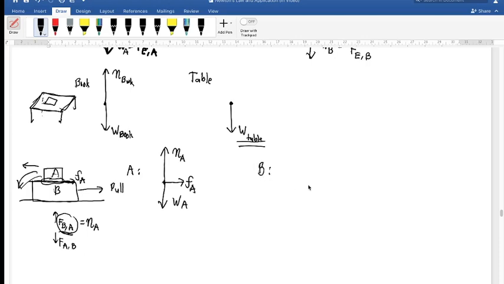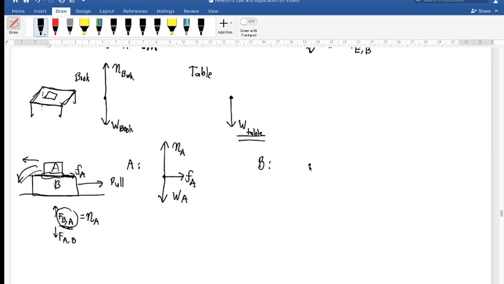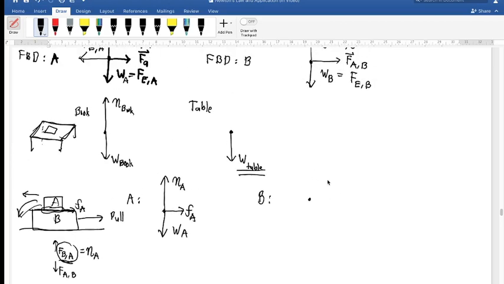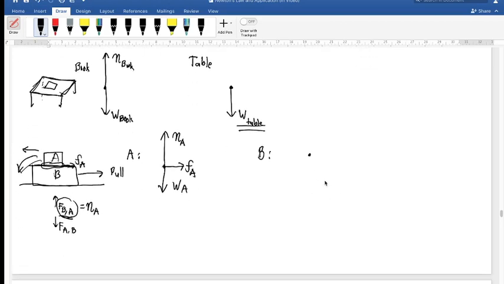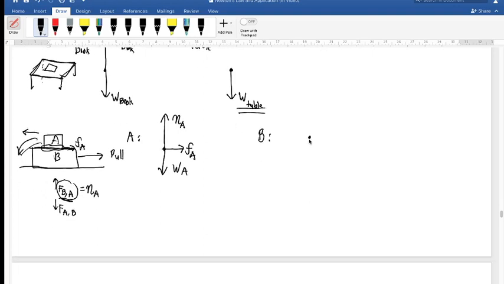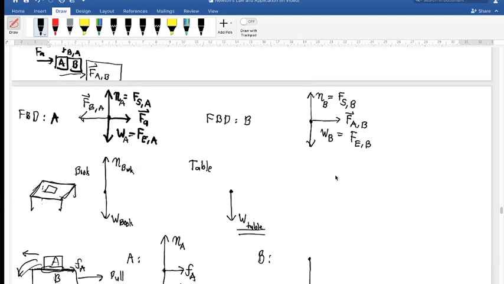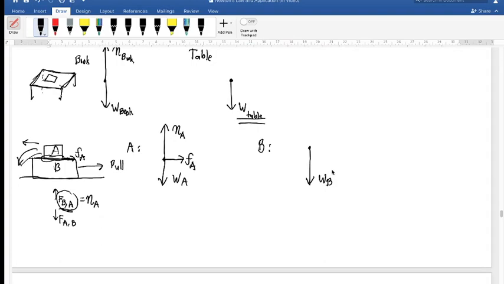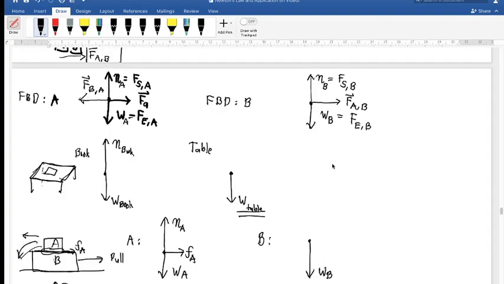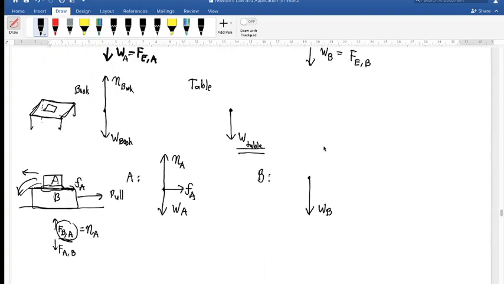So what are the forces on B? We again have to represent our block B as a point using a particle model. So again, we have to put the weight of block B. And what else? The table is frictionless, so there is no friction. But it has an applied force, which is the pull. The pull on block B, going in that direction, we can call this the force applied.